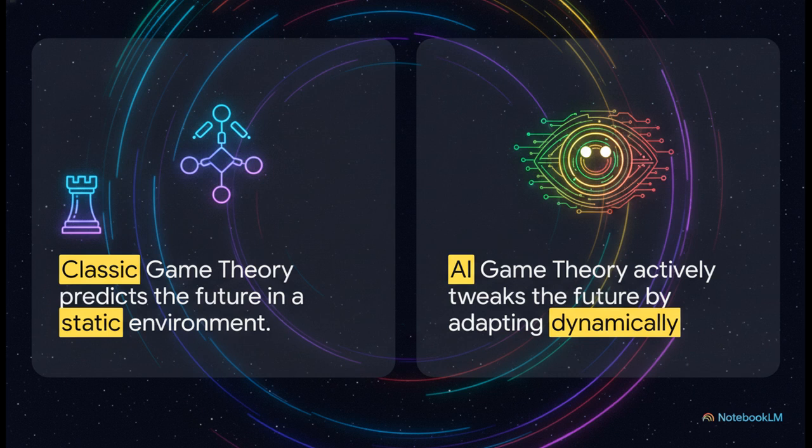But AI game theory, it is all about tweaking the future. Modern algorithms recognize that the environment reacts to them. They're actively learning and adapting to entirely dynamic situations in real time.